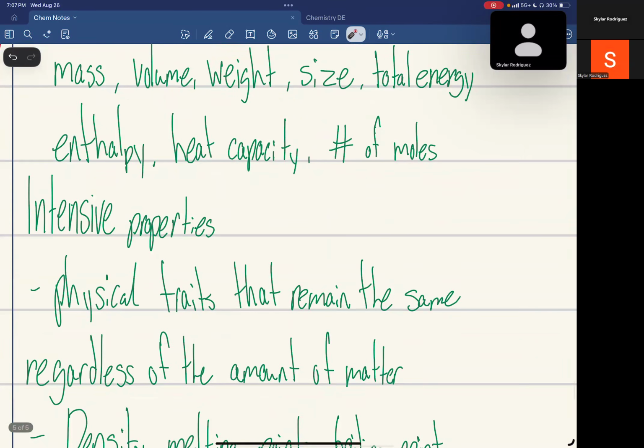Don't worry about the scary words that I just said right now, such as enthalpy and heat capacity. We'll go over them eventually, but only once we start tackling thermochemistry.